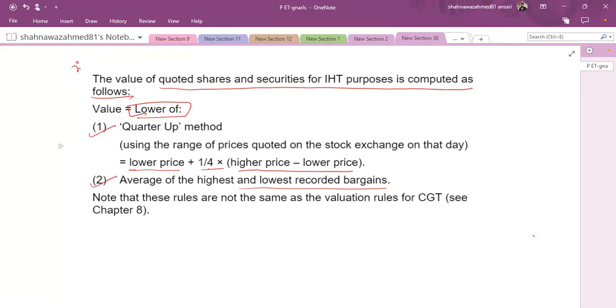Most of the time we need to calculate this value. One is the transfer of value, and the other is the lower of the quarter up method and the average of the highest and lowest recorded bargain.